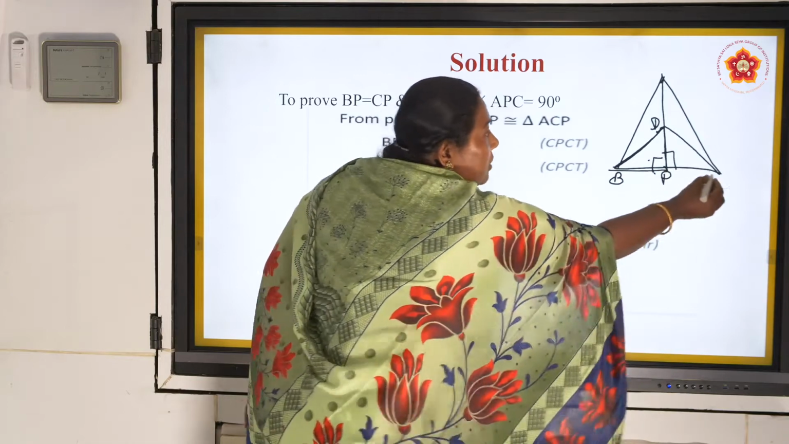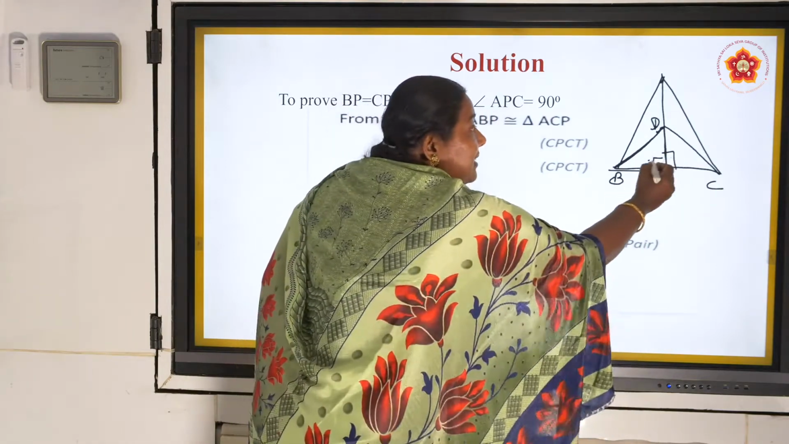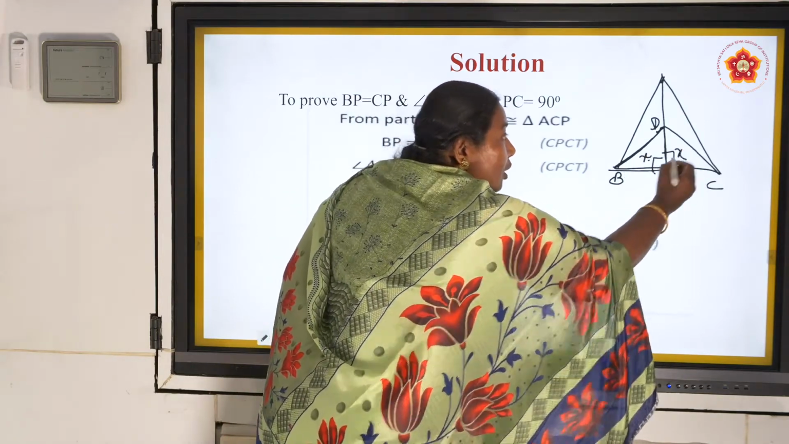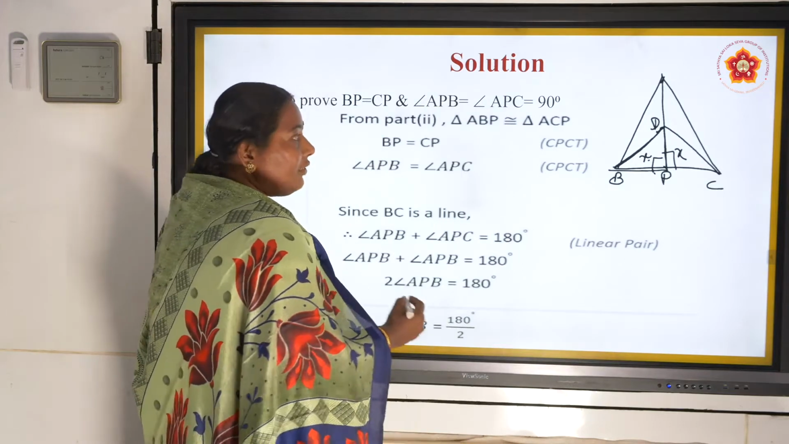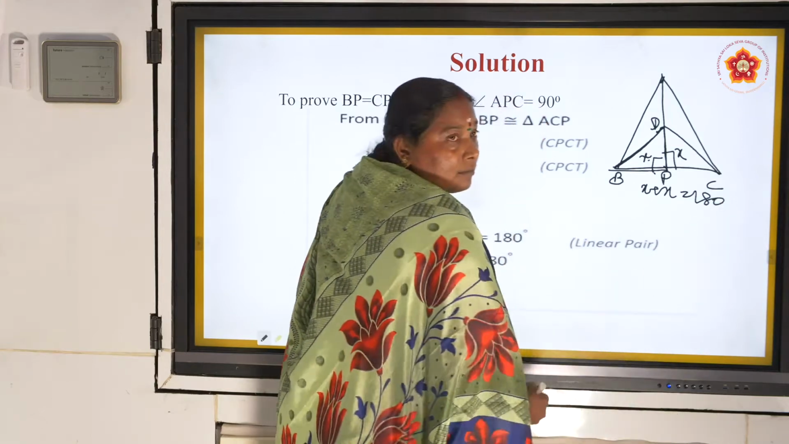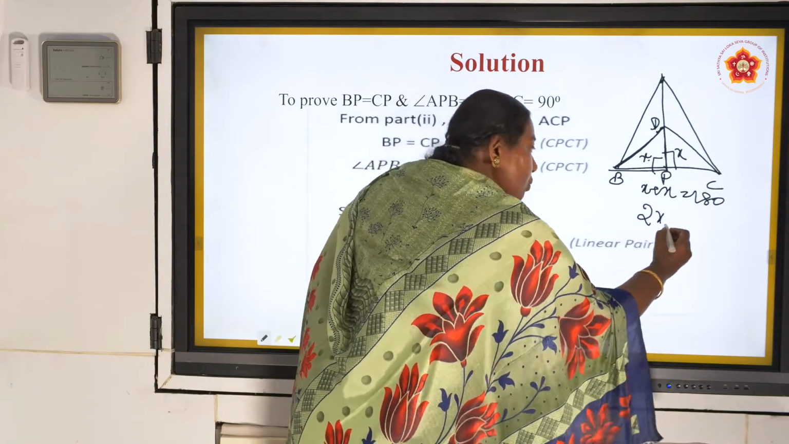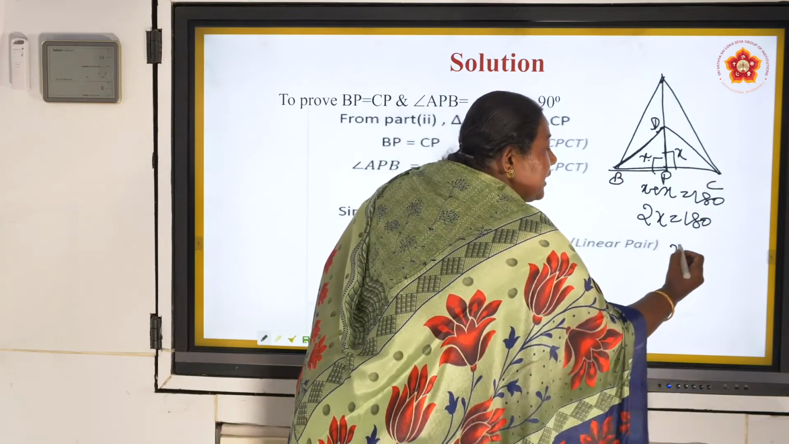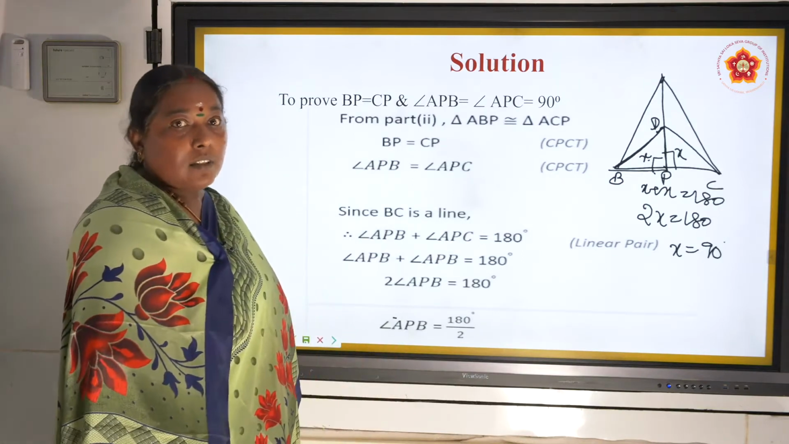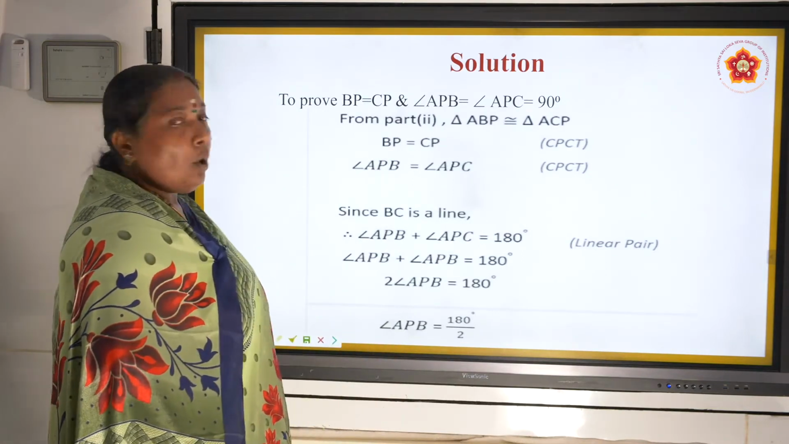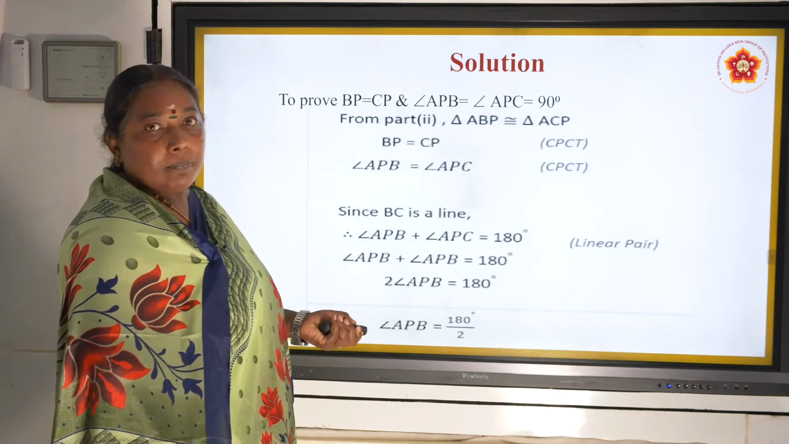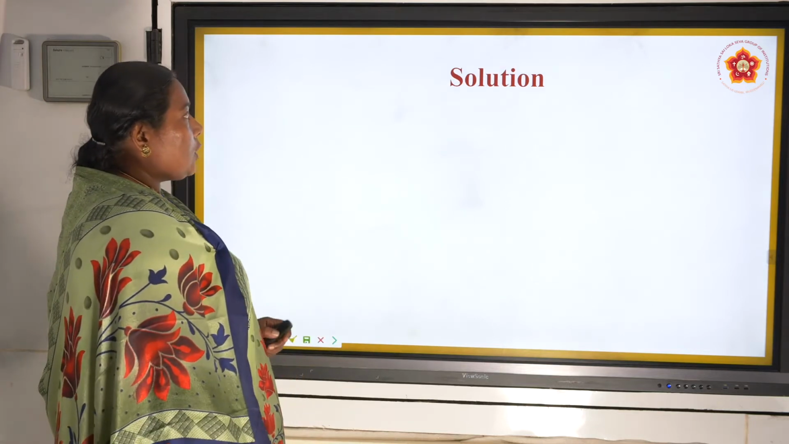Since I have proved previously that BDP is congruent to CDP, both these angles are equal by CPCT. That means if it is X, this is also X. And now we told that if I add these two, I must get 180. So X plus X is equal to 180. So 2X is equal to 180. It leads to X is equal to 90. I have reached the perpendicular, right? So that's all we have to prove. We have already proved that it's a bisector, and now we proved that it is 90 degrees also.